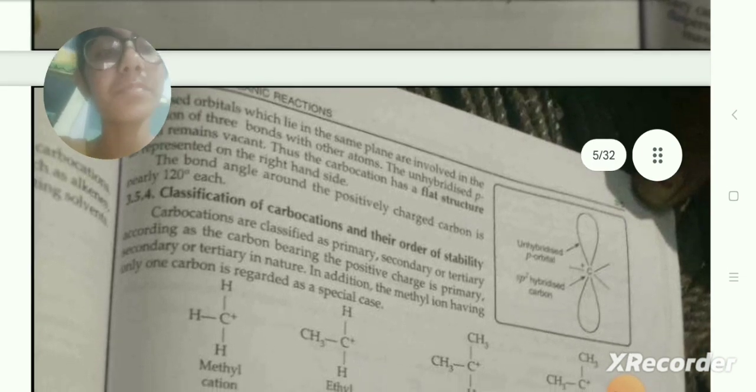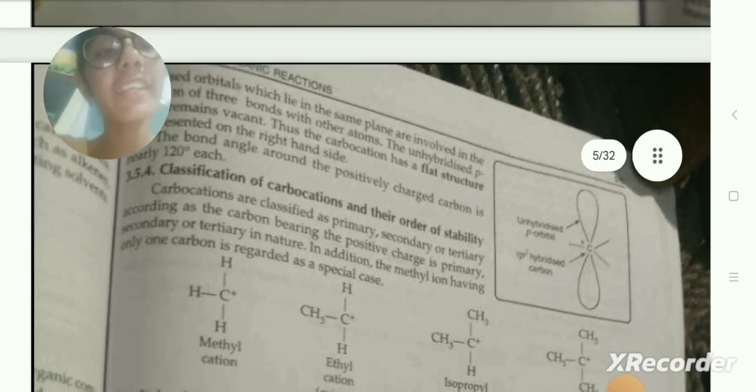Structure of carbocation: the carbon has sp2 hybrid orbitals involved in the formation of three bonds with other atoms. The unhybridized p orbital remains vacant. Thus the carbocation has a flat structure as represented on the right-hand side. The bond angle around the positively charged carbon is nearly 120 degrees each.